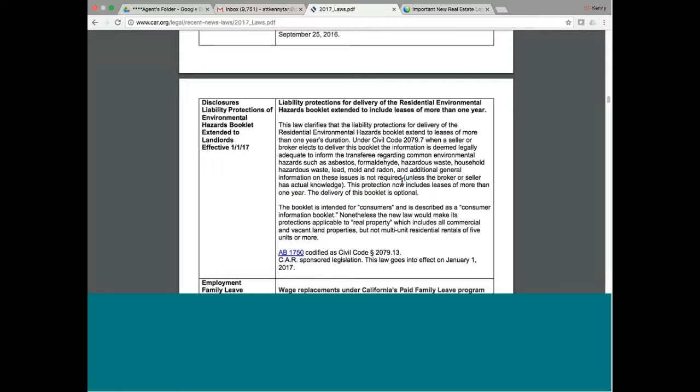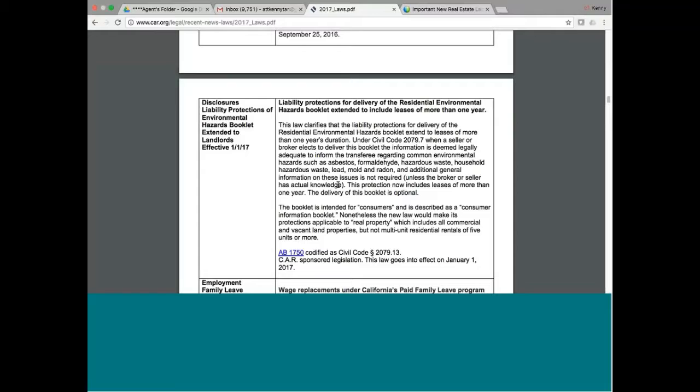Under Civil Code 2079.7, when a seller or broker elects to deliver this booklet, the information is deemed legally adequate to inform the transferee regarding common environmental hazards, such as asbestos, formaldehyde, hazardous waste, household hazardous waste, lead, mold, and radon, and additional general information on these issues is not required unless the broker or seller has actual knowledge.